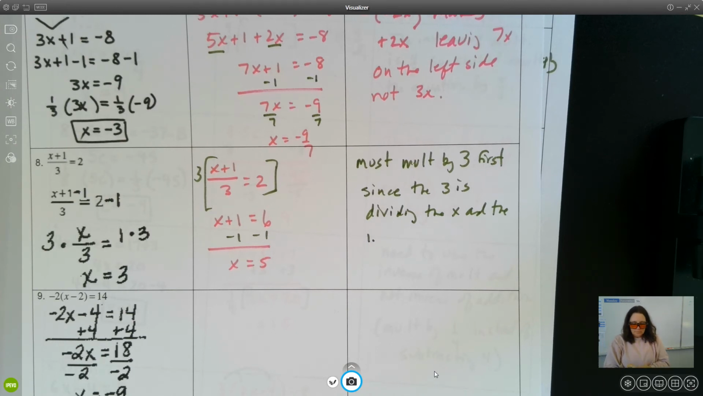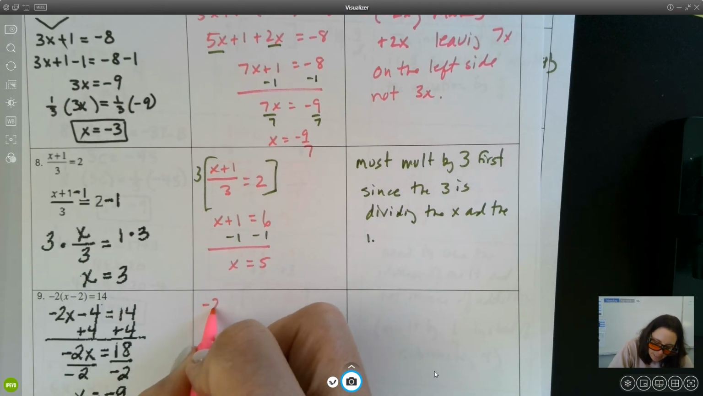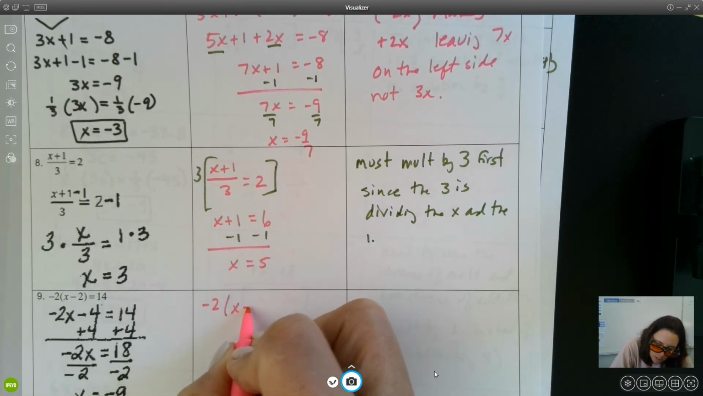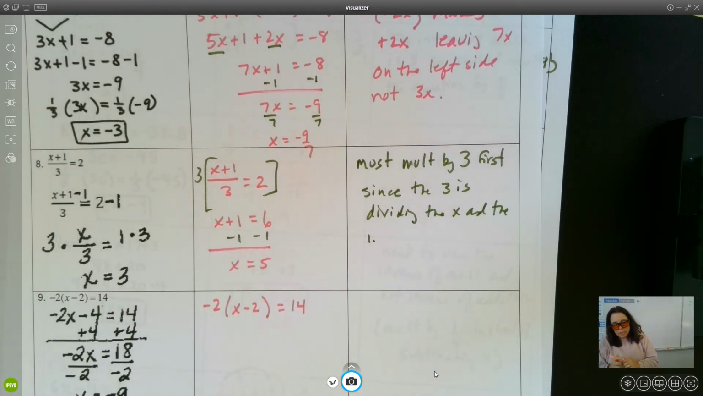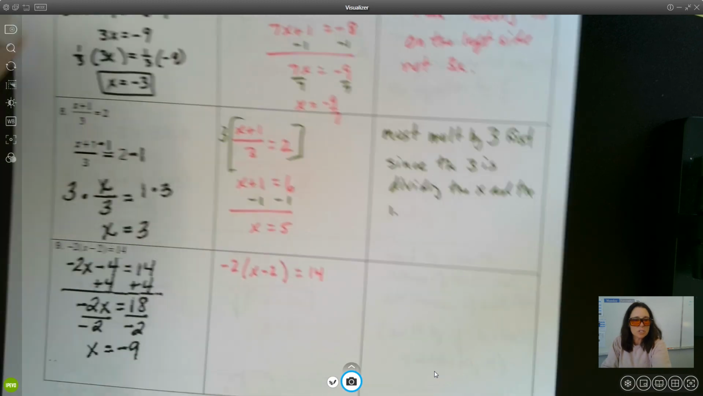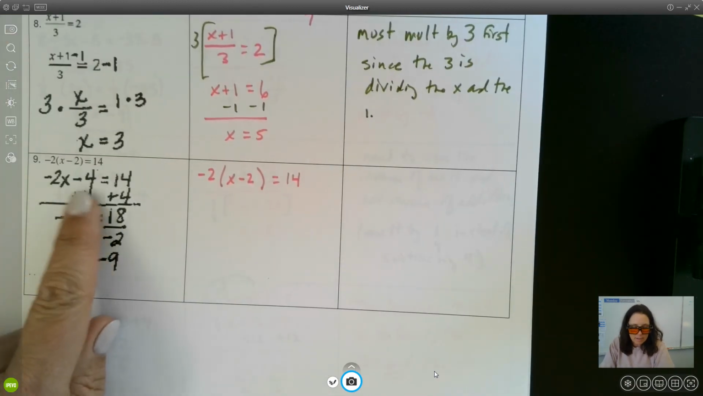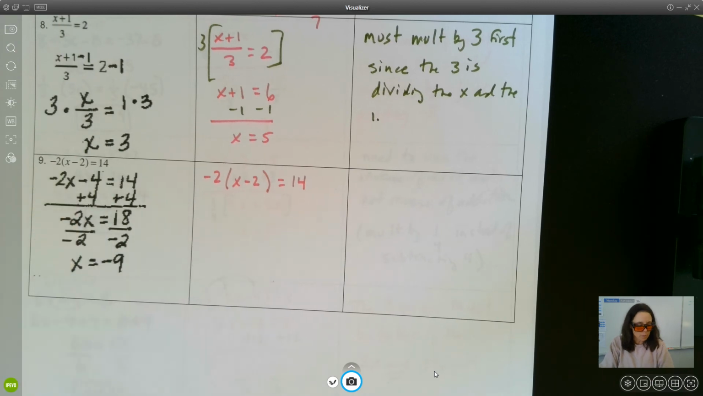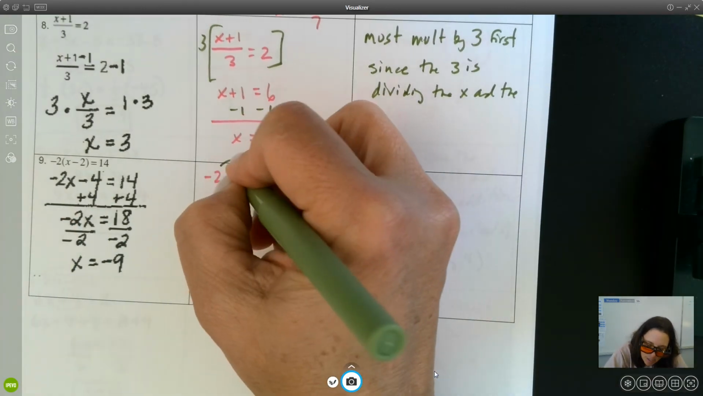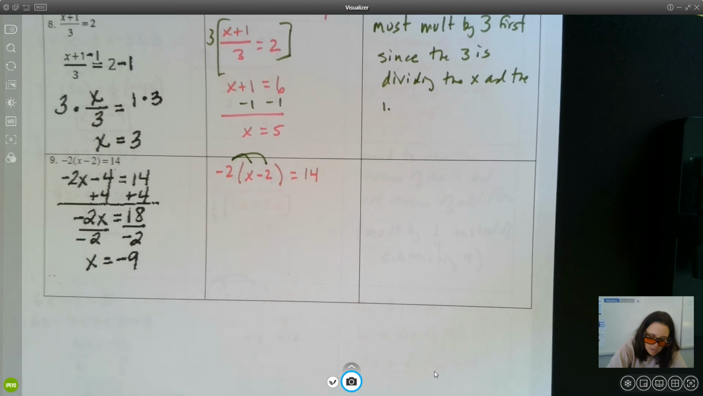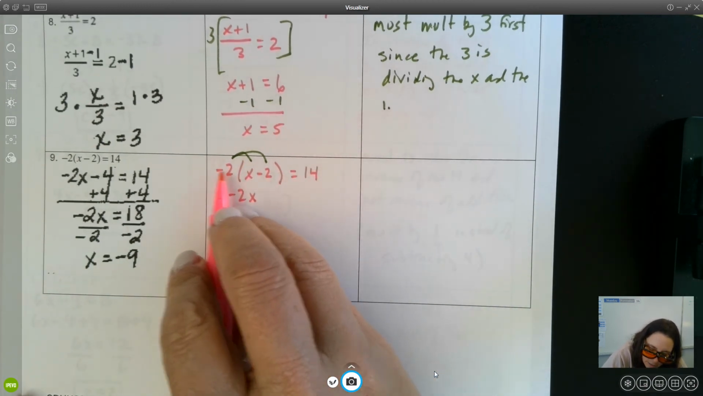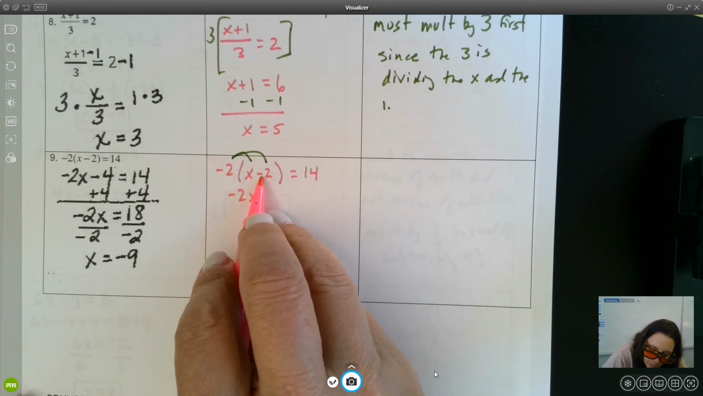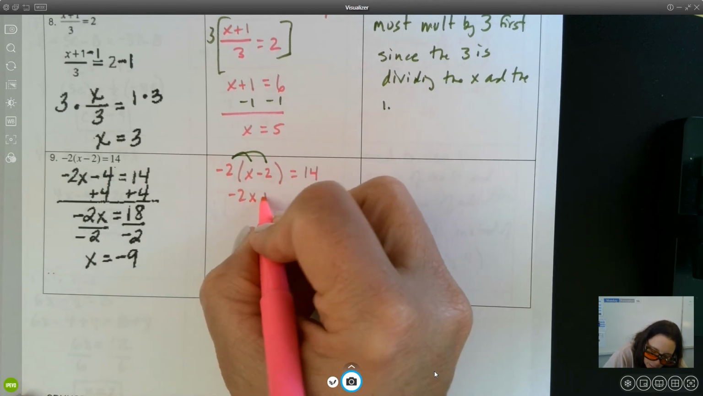All right, the last one. Again, if you want to pause it, feel free to give it a shot. Negative 2 times the quantity x minus 2 equal 14. We could divide both sides by negative 2, but looking at their work, it looks like they distributed, so I'm going to stay similar to that so I can compare. If I distribute, that would be negative 2x, and a negative times a negative, remember this is plus a negative, that would be plus 4.